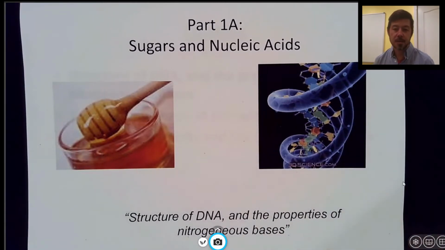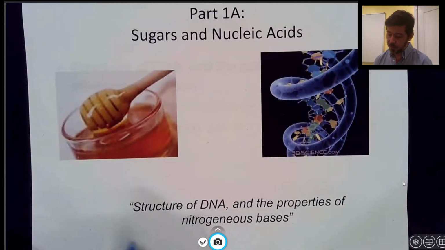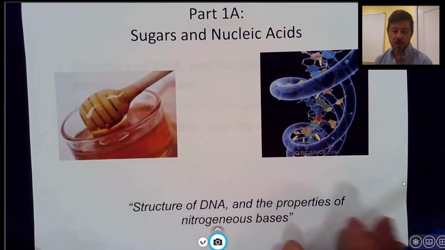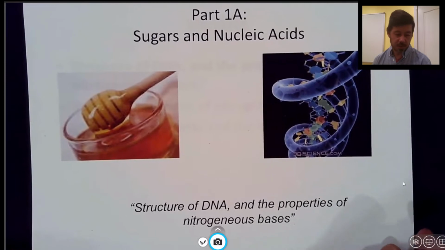Today we're going to discuss different units. We're going to move on to sugars and nucleic acids. And like the peptides and proteins section, it's going to be divided up into three main parts and further subdivided. So today we're going to be talking about an introductory lecture on the structure of DNA and looking at the properties of some of the nitrogenous bases.